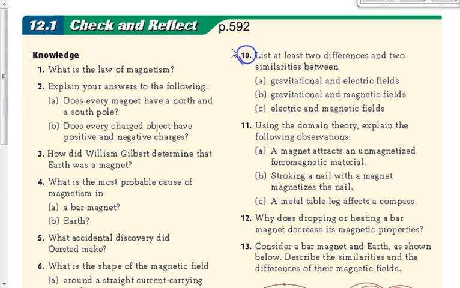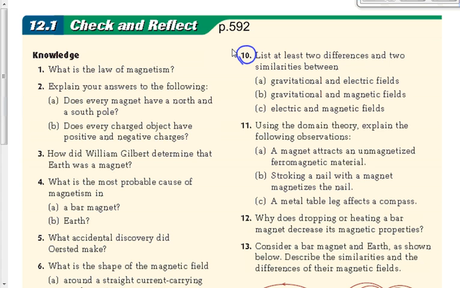Tell me a similarity or difference, I don't care which one it is, between gravitational and electric fields. What's one, either similarity or difference, and then tell me whether it is a similarity or difference. Rucker, what's one? Gravity relies on mass. Okay, good. So gravity is caused by mass. Electric field is caused by charge. That would be a difference, obviously, right? Good. So we got one difference.